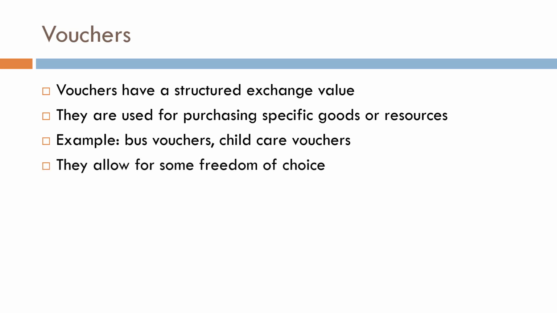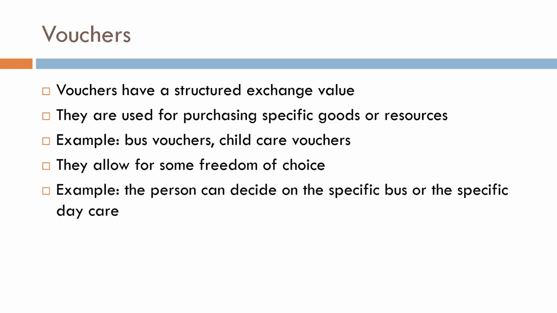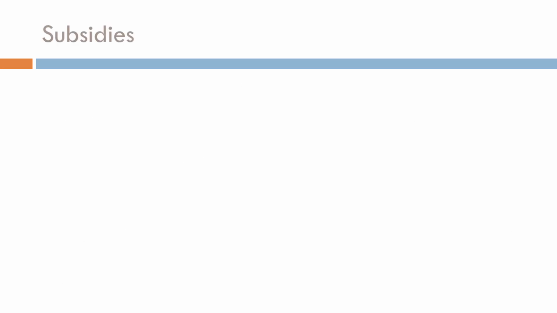They allow for some freedom of choice. For example, the person can decide on a specific bus or a specific daycare that they're interested in, but there is still social control over how the benefit is used in that it cannot be used for other goods or services. So for example, in other words, a bus voucher cannot be used to purchase food or childcare or what have you.